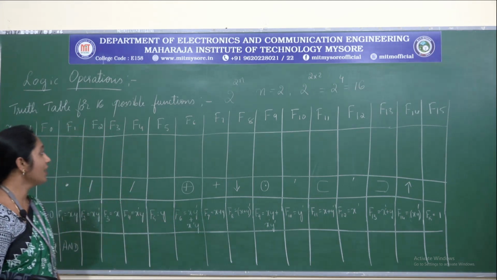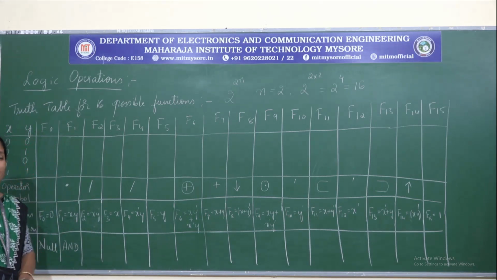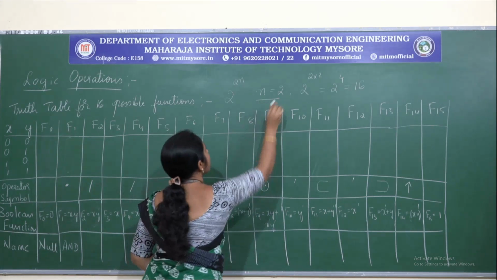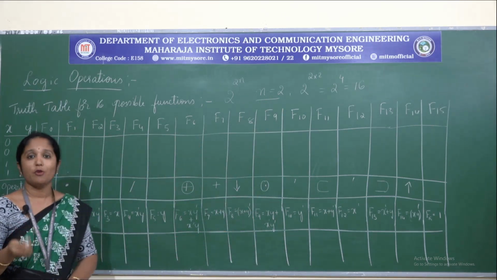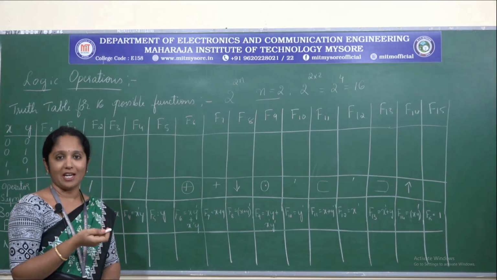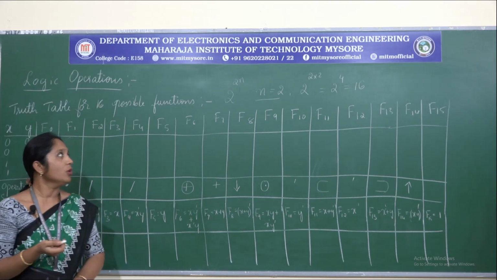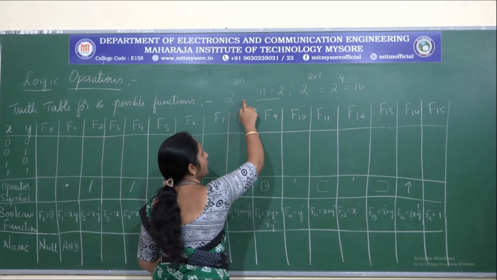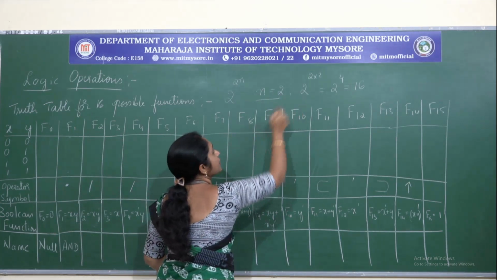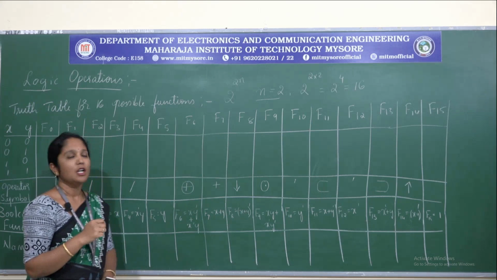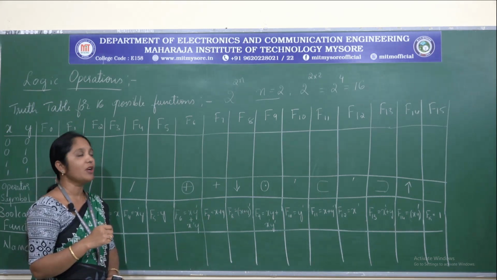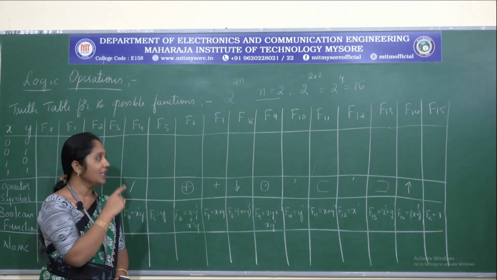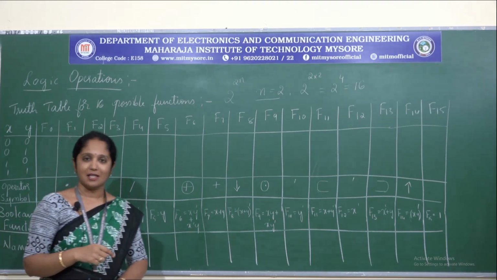Here I have already listed the logic operations. If you consider there are n variables, then the number of possible operations we can have is equal to 2 to the power 2 to the n. If n is equal to 2, then this becomes 2 to the power 2 into 2, which is equal to 2 power 4, which is nothing but 16. Therefore, if there are 2 variables, then the number of possible operations is 16.